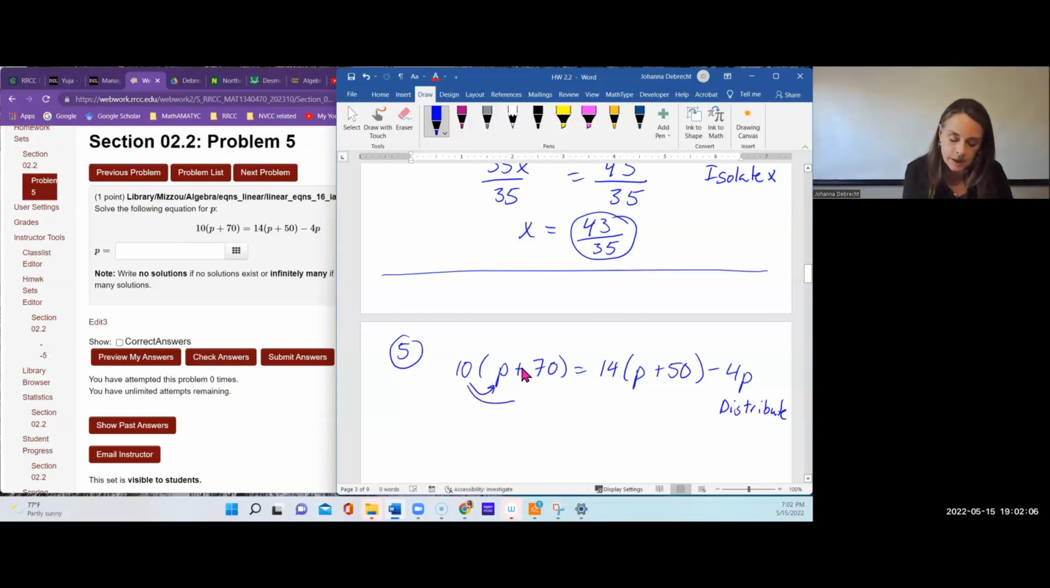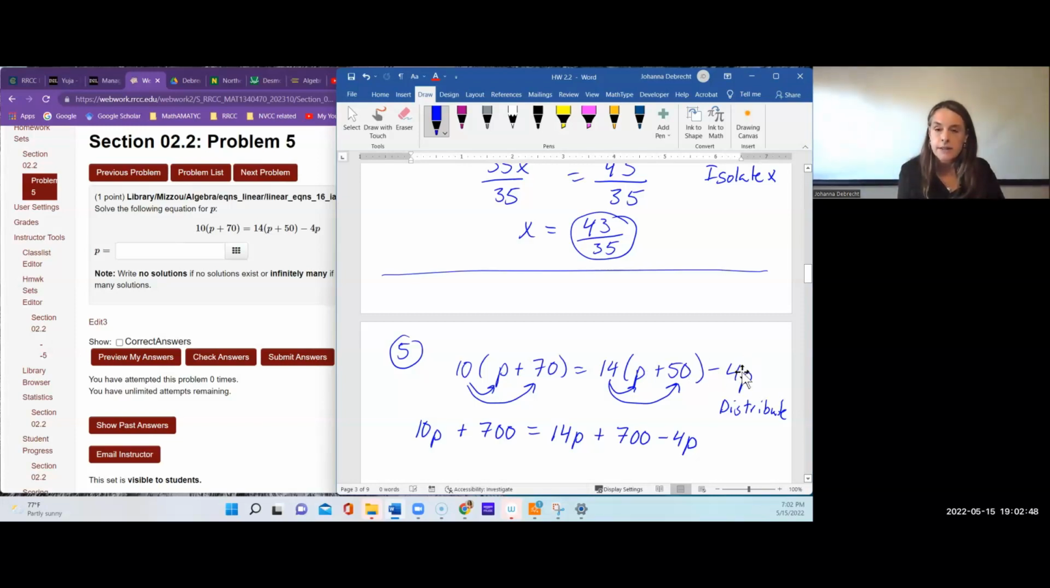That means 10 times p and 10 times 70. That gives me 10p plus 10 times 70 is 700 equals 14 times p and 14 times 50. You may want to grab your calculator. 14p plus, well, let's see, 14 times 5 would be 70, since 5 times 10 is 50 and 5 times 4 is 20, that's 70. So another 0 would make it 700. Then I have a minus 4p, which tags along at the end of the right-hand side.